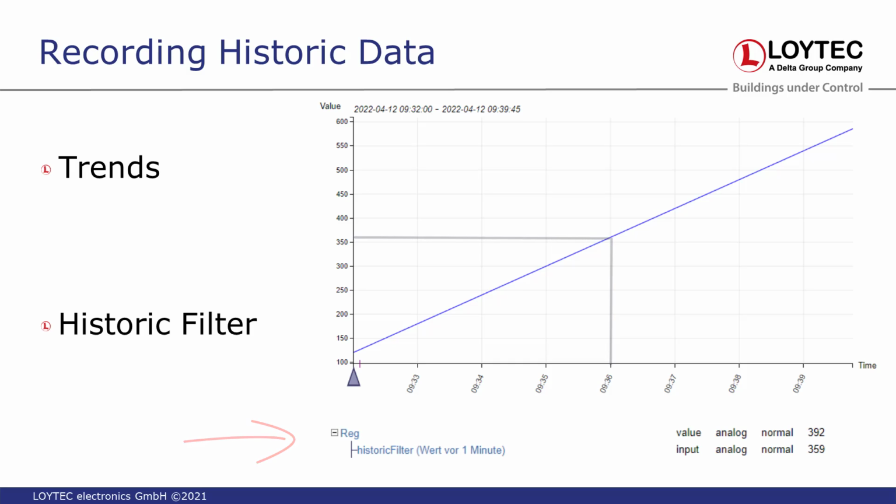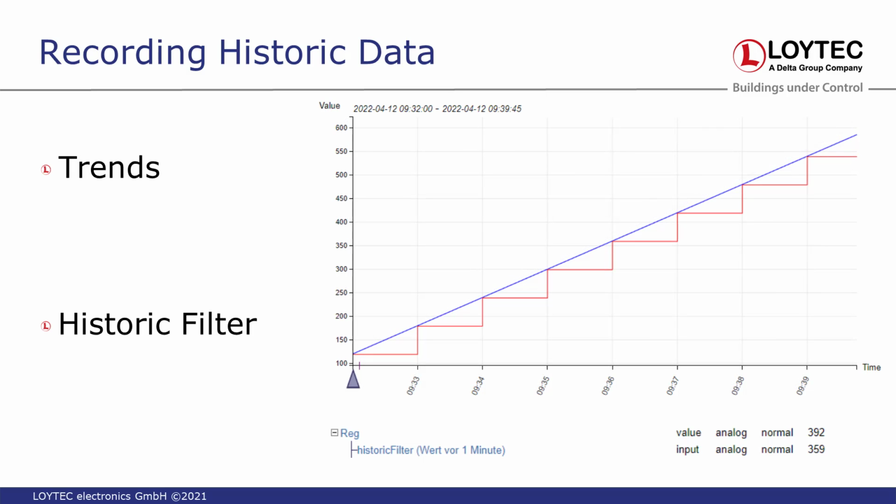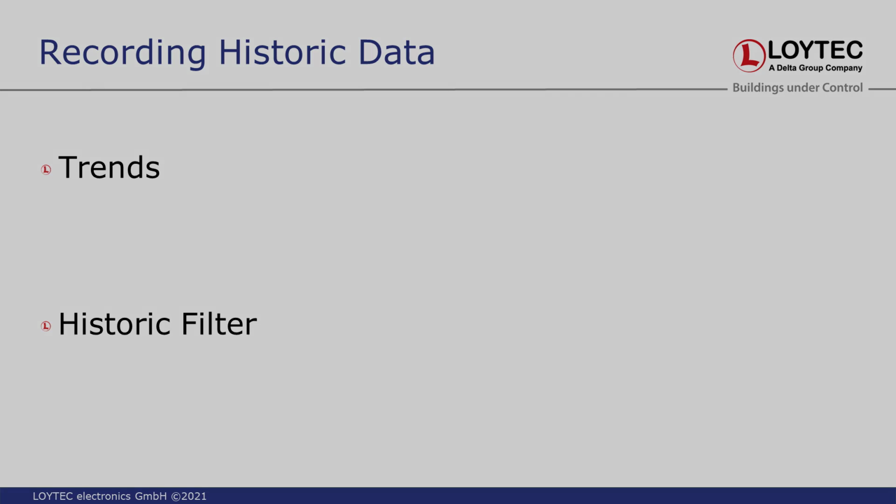This means that if you want to record a value progression, then the trend is the right tool. However, if you want to record a value at a certain point in time, for example, an electricity meter reading at the beginning of the month, then historical filters are suitable. In addition, it is also possible to combine the two together. Let us first look at the trends in detail.